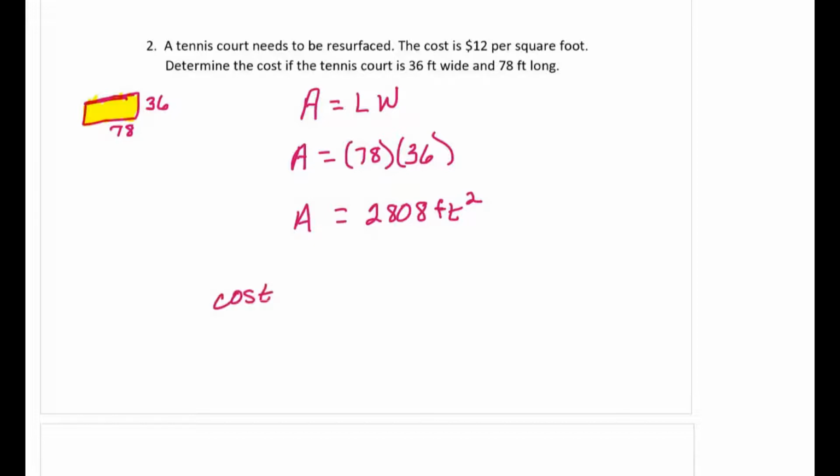The cost is $12 per foot, and we have 2,808 feet. So we multiply that together, we get $33,696.